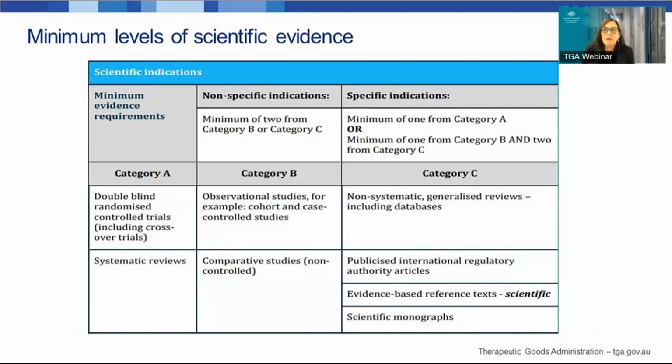The next table summarises the minimum evidence requirements for scientific indications. There are different requirements for non-specific and specific indications. These are general minimum evidence requirements, which may not necessarily be sufficient in all cases. Again, you need to assess quality and relevance for each source and consider whether you need to include a justification or additional evidence sources.